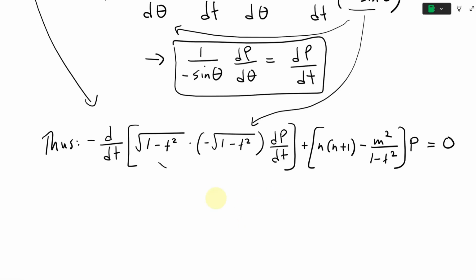And now these two combine. Also there's a negative right here, so you can move the negative inside and basically just get rid of all this. This one becomes positive now. And also here we have a square root of 1 minus t squared times the square root of 1 minus t squared. Well, the square roots add up, so 1/2 plus 1/2 adds up. So this is equal to 1 minus t squared.